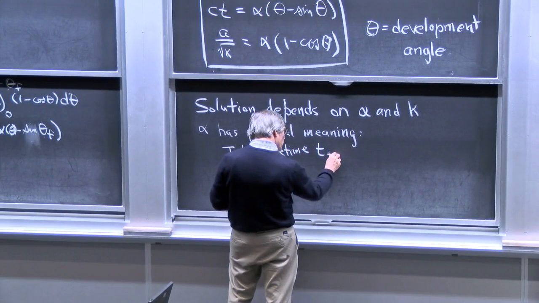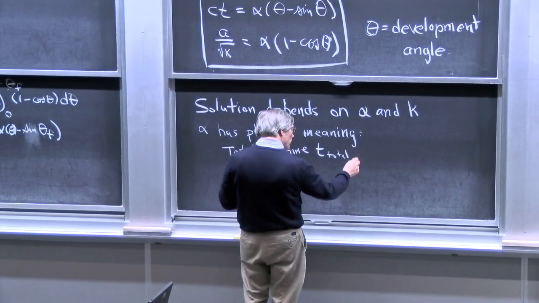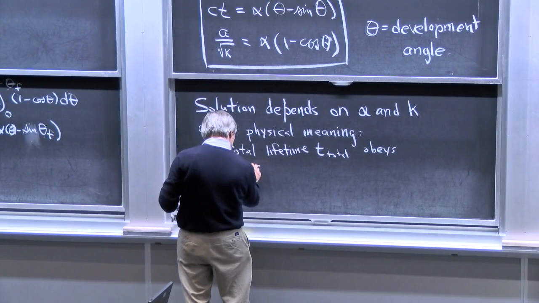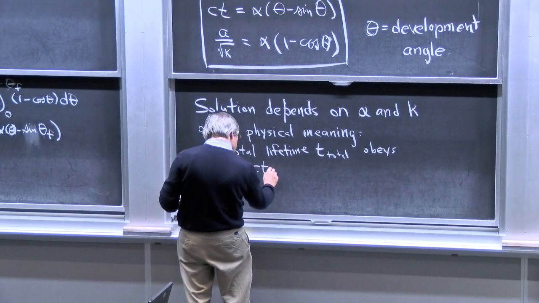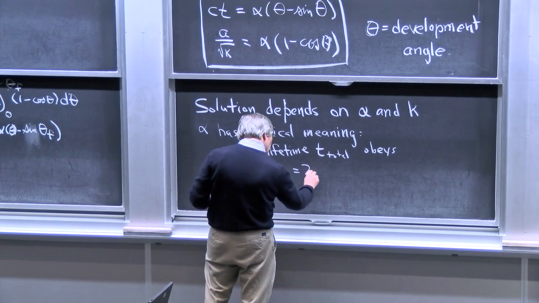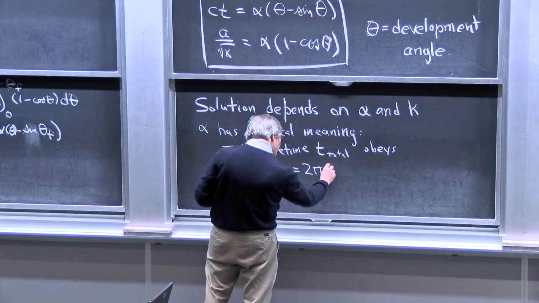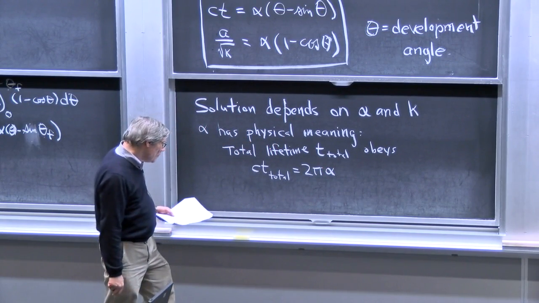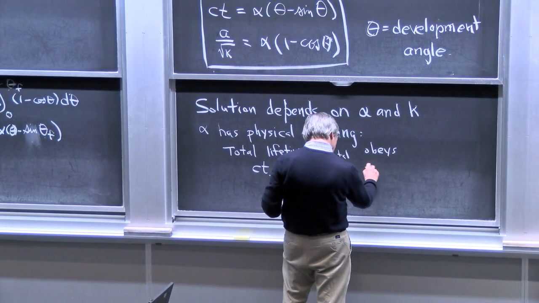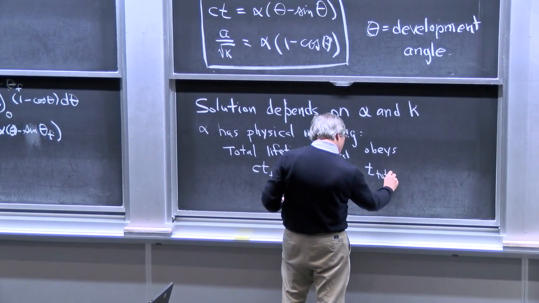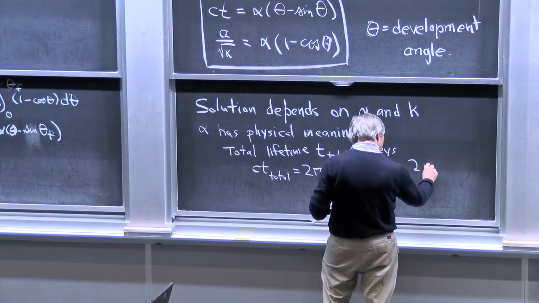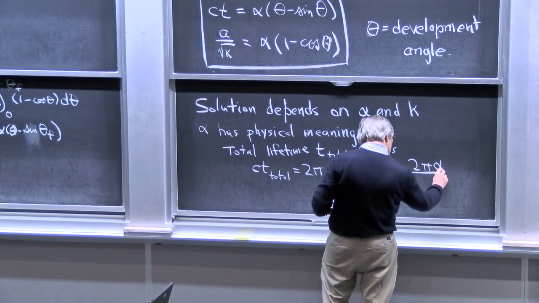I'll call it T total. And we get it by just writing C times T total equals 2 pi times alpha. And I think I can do this one without making a mistake. T total is then 2 pi alpha divided by C.